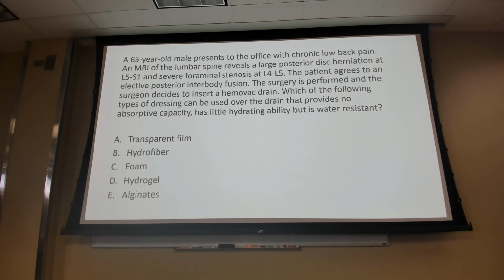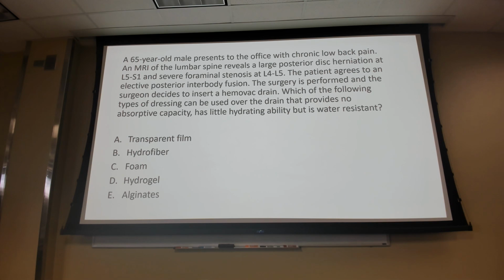All right, you have a 65-year-old male with chronic low back pain. MRI reveals a large posterior disc herniation at L5-S1 with severe foraminal stenosis. The patient agrees to get a posterior interbody fusion, which is good. A 65-year-old getting a fusion, that's reasonable. When your 20-year-old soldiers say, I want back surgery because of my back pain, just laugh at them in a nice way. So they do the surgery, they put a Hemovac on there.